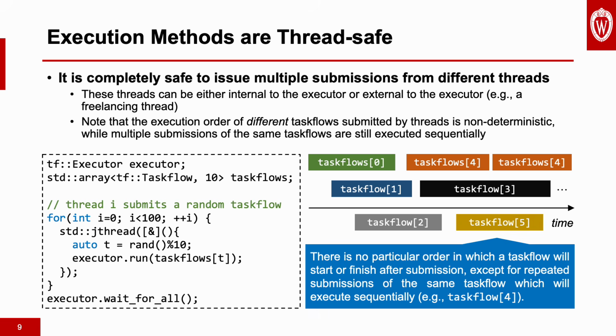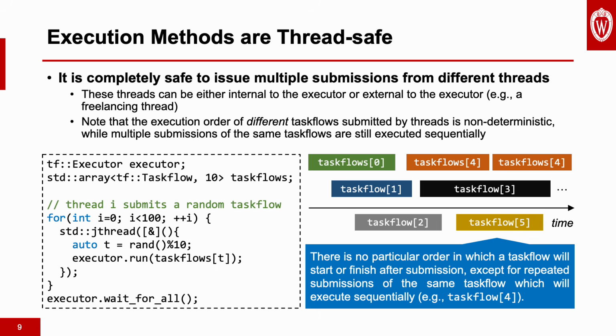All the execution methods in Executor are thread safe. It is completely safe to issue multiple submissions from different threads, and these threads can be either internal to the executor or external to it, such as a freelancing thread. For example, in the code below, I have 100 threads, each randomly submitting one task flow out of 10.